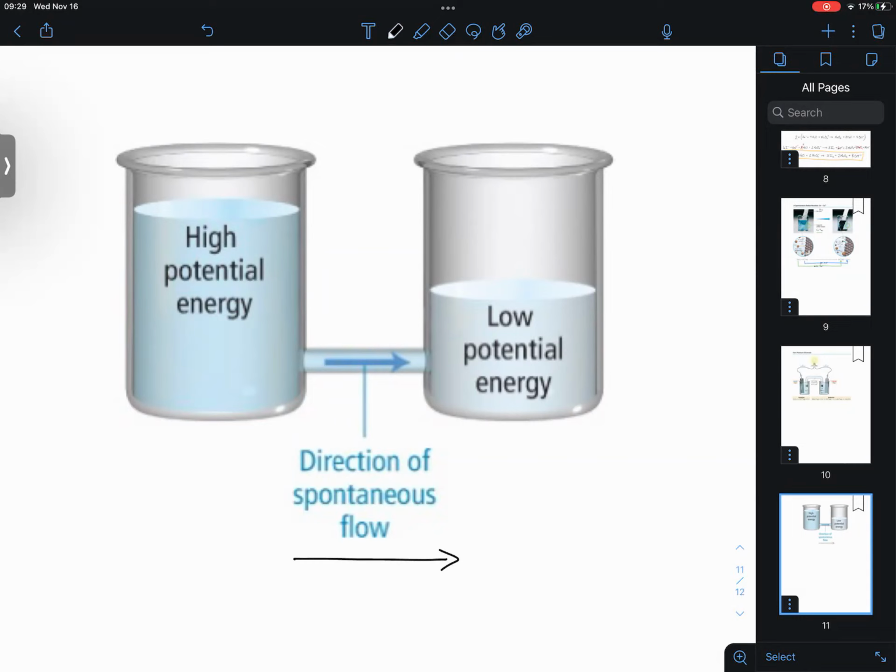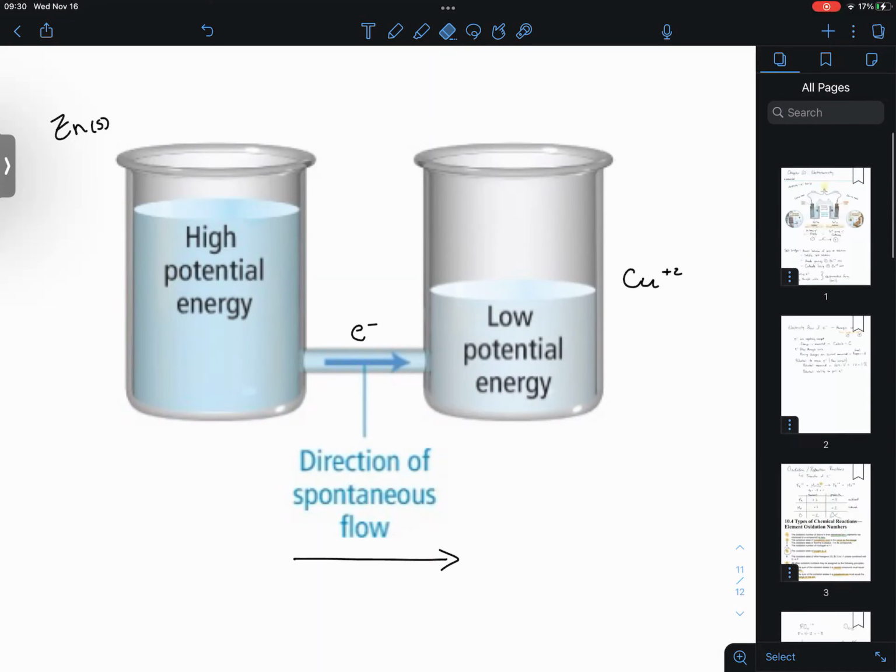Same thing with atoms and their electrons, it turns out. Some of these atoms, like our zinc metal, have this very high potential, and it will give up its electrons, and those electrons will spontaneously flow to the lower potential copper ions. All right, there's this spontaneous direction of flow, not unlike when we have our mechanical potential here with our beakers of water. All right.